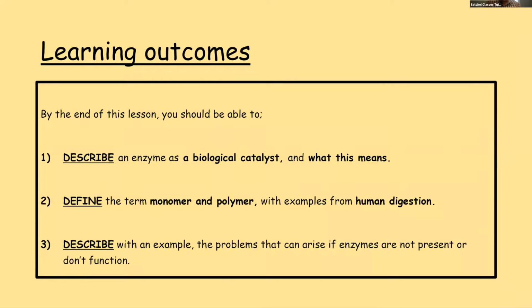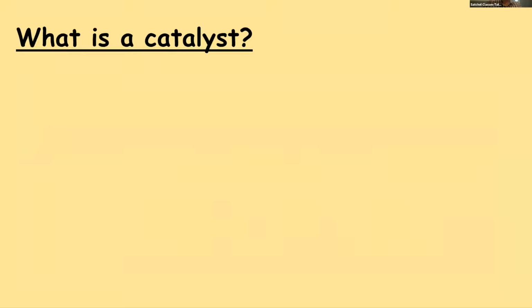able to do is describe an enzyme as a biological catalyst and what this actually means. Define the term monomer and the term polymer with examples from human digestion. And finally, describe with an example the problems that can arise if enzymes are not present or don't function correctly in living organisms. So our first outcome, what is a catalyst?